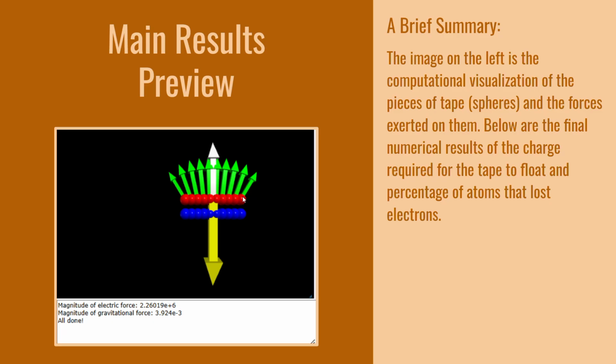So for a preview of the main results, you can see here this was my result, and we have the magnitudes of electric and gravitational forces there. This line of spheres, those are the tapes, and the arrows are all of the forces.